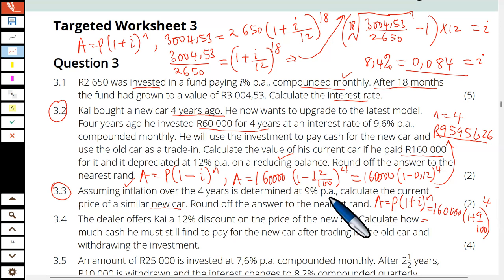So the new car is going to be more expensive. A new car is more expensive than an old car. Why? Because inflation increases the prices of items in the stores. If a loaf of bread was 10 rand and inflation is included, then after some time the loaf of bread is going to be more expensive, so the price is increasing. So they use the formula with the plus. You put the plus here, and 160,000 was the price of the car.